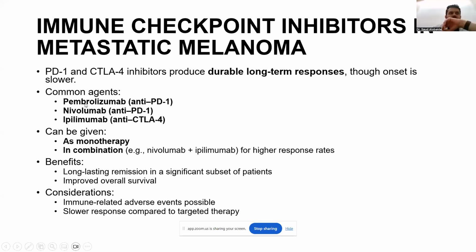The ones mainly used, and at least in King Faisal we get them often with these patients, are pembrolizumab, nivolumab, and ipilimumab. They could be used as mono or in combination. Usually CTLA4 and PD-1 together. These give long-lasting remission. They're very good. They improve overall survival. But the problem is what we're going to come to.